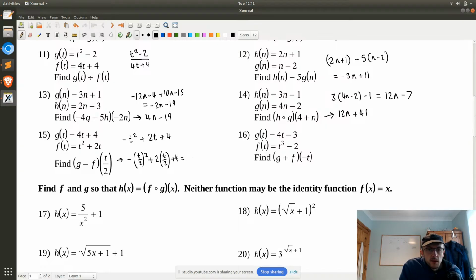And when we do this, we get that. Now add the functions together. All right. And substitute in negative t. And that's your answer.